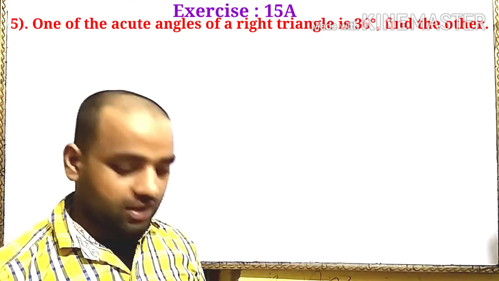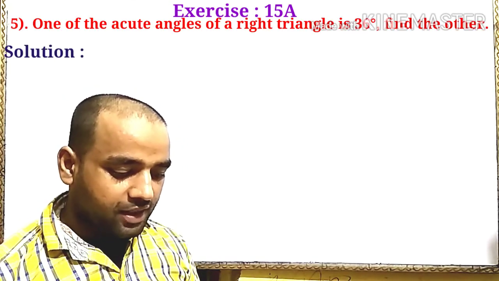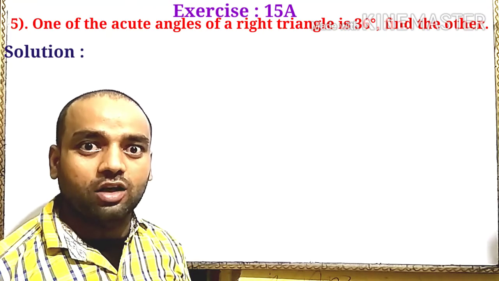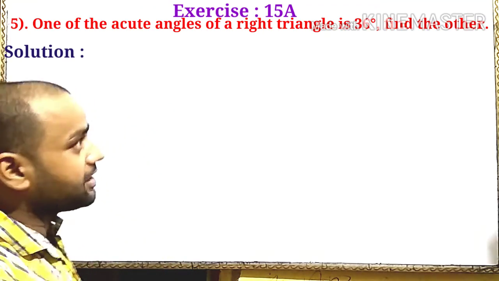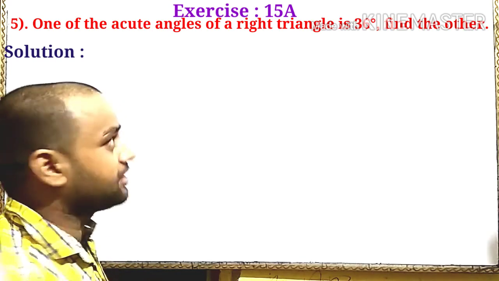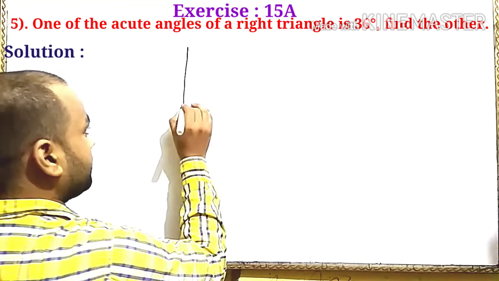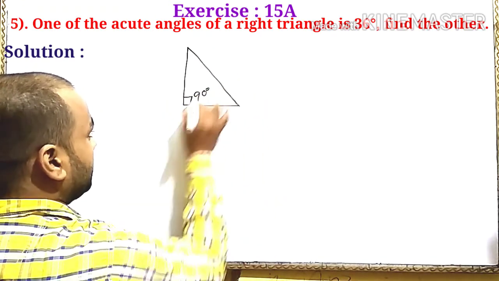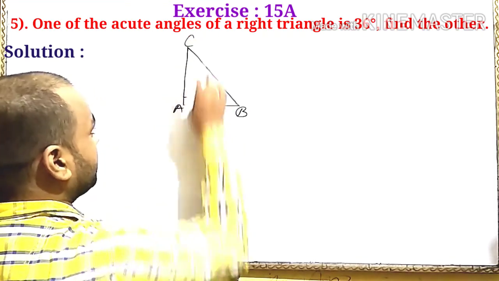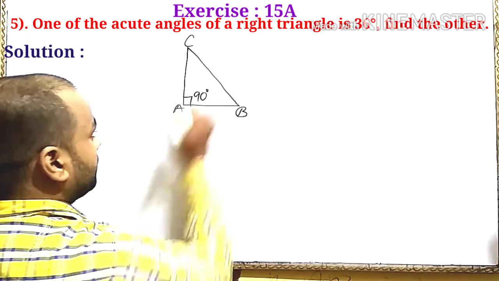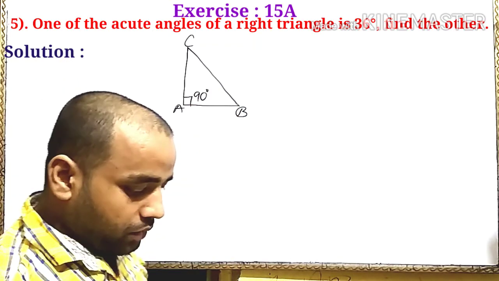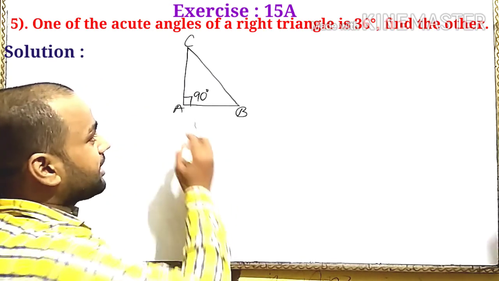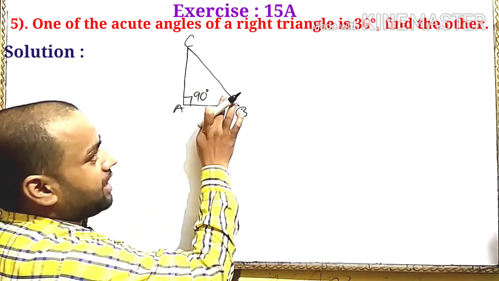In question number 3, one of the acute angles of a right triangle is 36 degree. Find the other. First of all, we draw a right triangle. In a right triangle, one angle is always 90 degree. Draw this type of figure. 90 degree. This is triangle ABC. In a right triangle, there are two acute angles. Here, angle B and C.